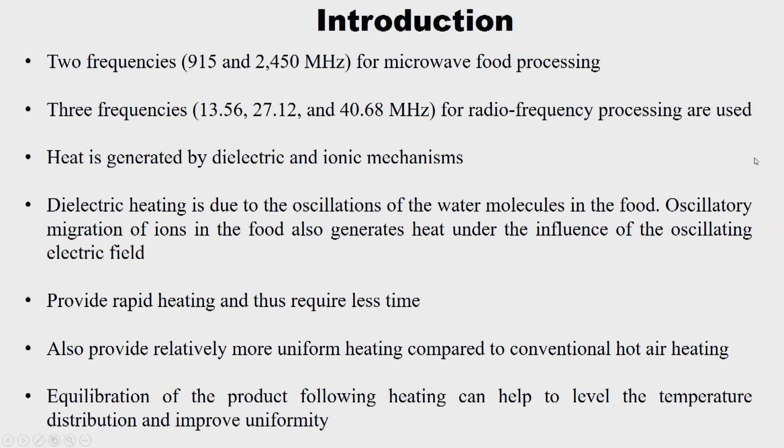The introduction goes like this. Microwave food processing is an electromagnetic wave technique. The frequencies used are 915 megahertz and 2450 megahertz, which are mainly used for food processing applications.